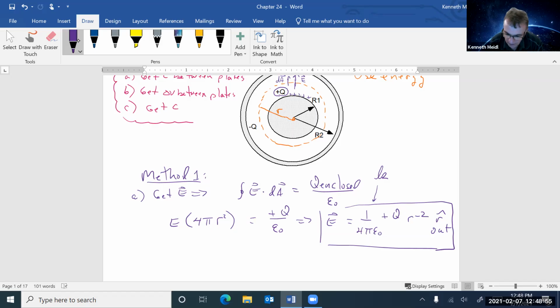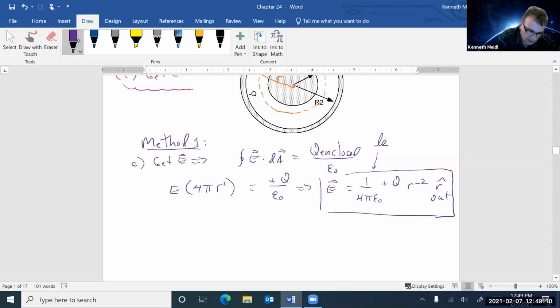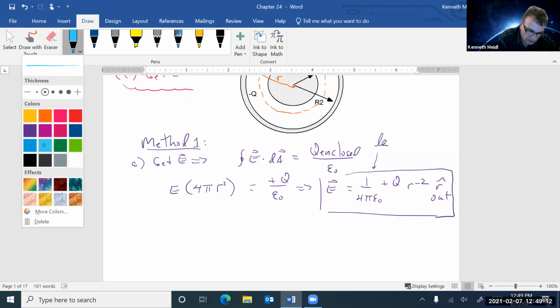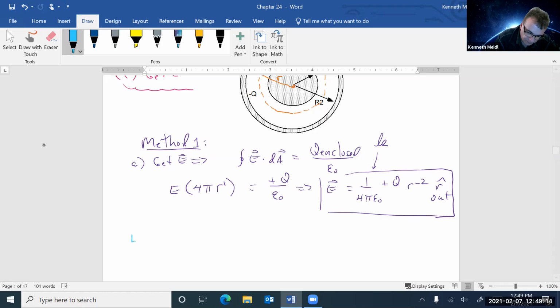So looking here, I think everything looks good. 1 over 4 pi, I've got a Q enclosed, and it looks like it's 1 over r squared, or the same as r to the minus 2 here. Okay, so let's go to our second step here.